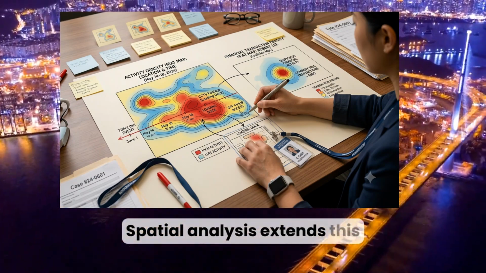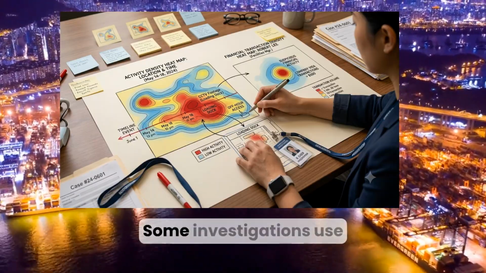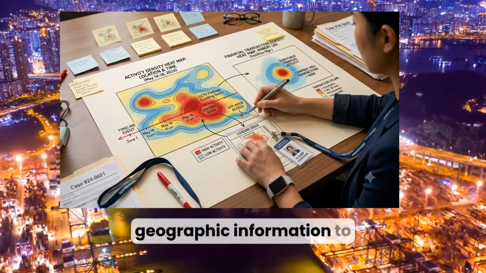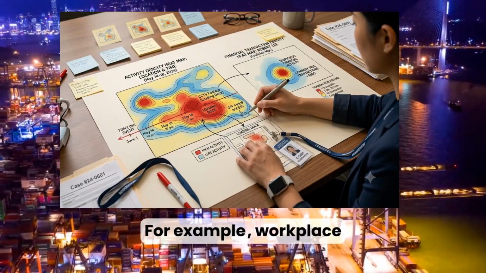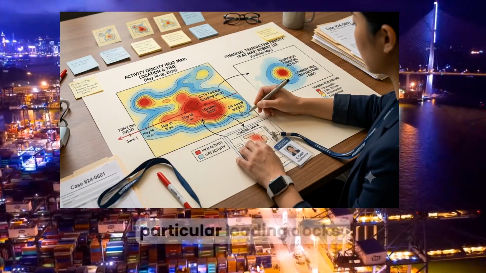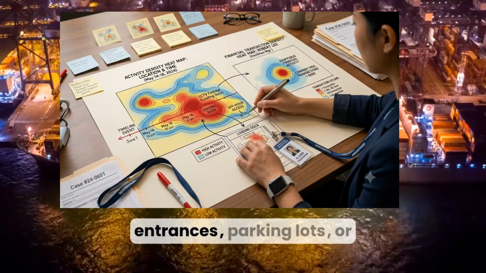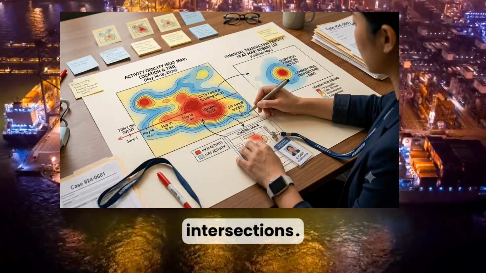Spatial analysis extends this idea even further. Some investigations use geographic information to identify external risk factors. For example, workplace incidents may cluster around particular loading docks, entrances, parking lots, or intersections.